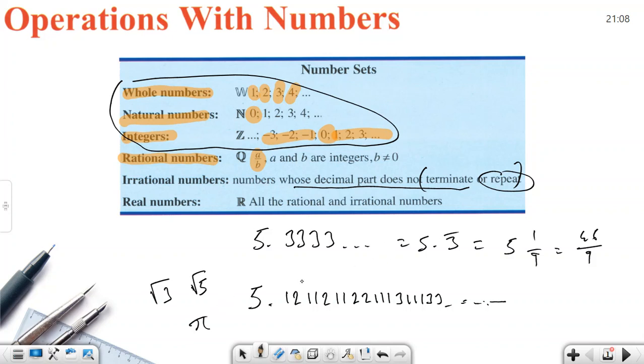You have to understand, if it's not repeating and not terminating, we call them irrational numbers. Real numbers: all the numbers, rationals and irrationals together, we call them real numbers.